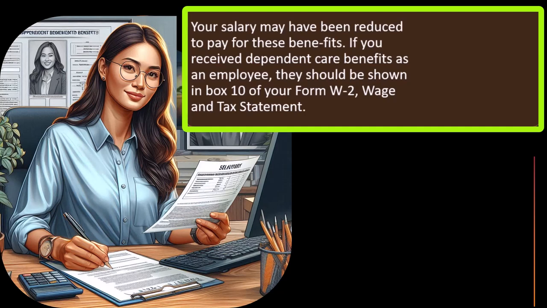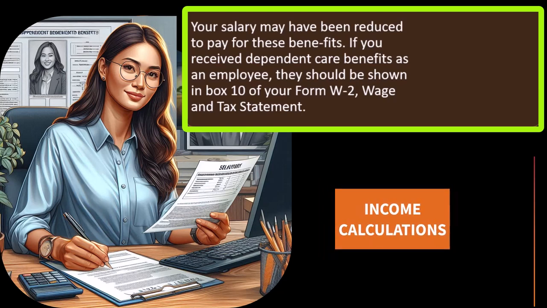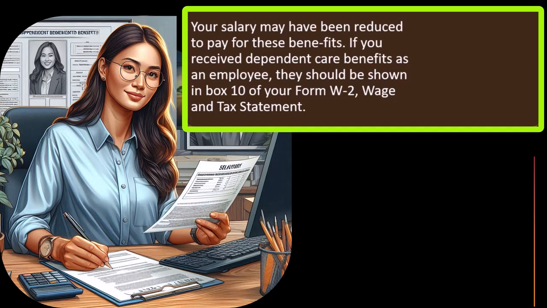So if you receive dependent care benefits as an employee, they should be shown in box 10 of your Form W-2, Wage and Tax Statement. In other words, your box 1, box 3, and box 5 are all income calculations. One's for federal income tax, one's for Social Security, one's for Medicare. If those numbers are not the same, it's probably because you have some other kind of deduction.